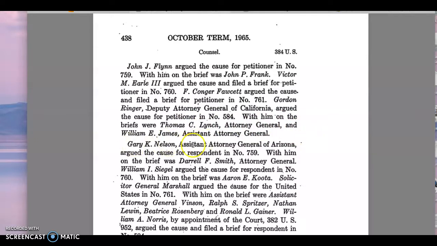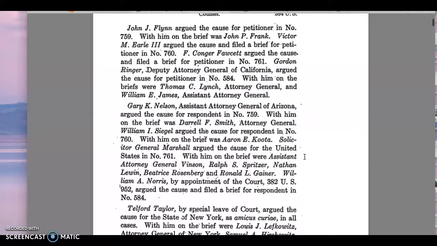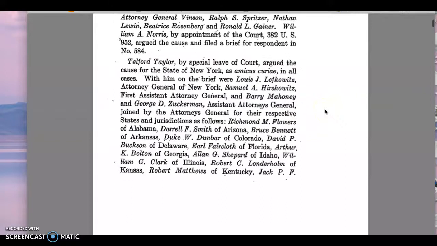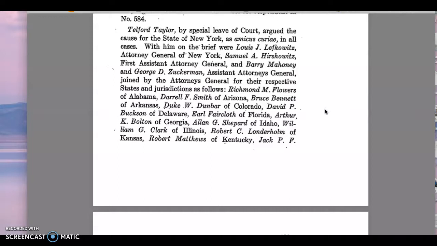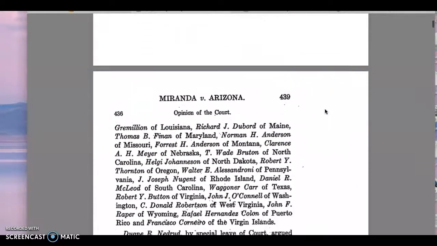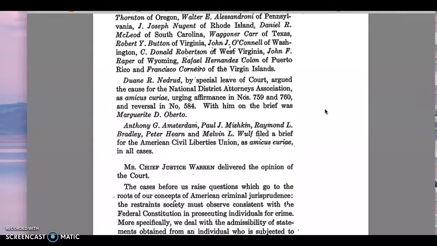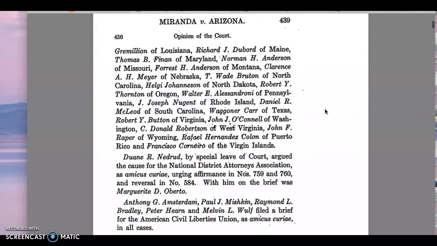And then Gary Nelson argued the case on behalf of Arizona. He's the Assistant Attorney General for Arizona. He argued the case, and with him on the brief were all the other guys, right? And then this guy, by special leave of court, he kind of comes in. Remember, we talked about the amicus people, the people who file friend of the court briefs. So Telford Taylor, by special leave, came in and he argued the case for New York as an amicus, and all these guys are with him, and they're from all over. You'll notice that they're not just from New York; they're from Alabama, Arizona, everywhere else. But in this case, you get through all this final stuff, and then finally, down here we are now on page 439.